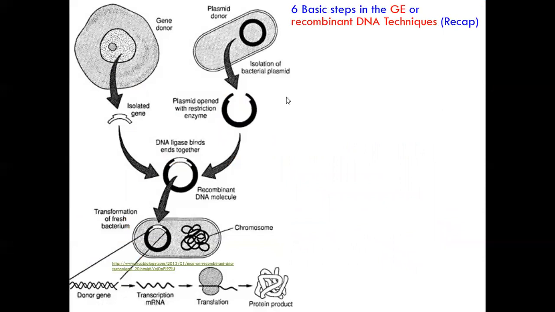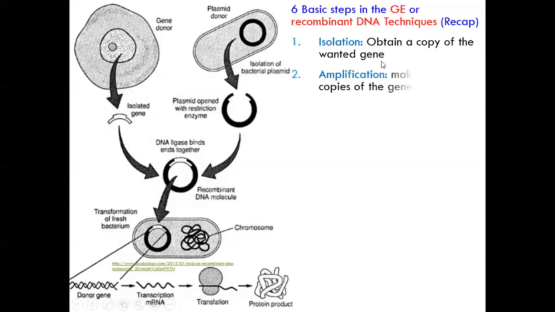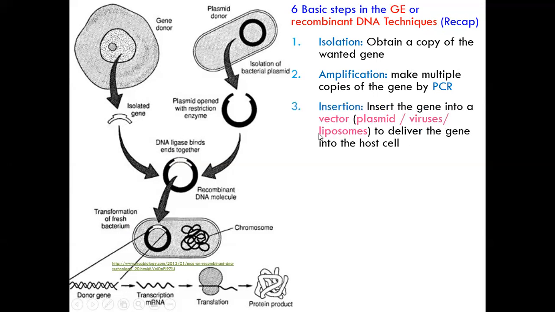So this is a recap of the 6 basic steps in genetic engineering to produce the recombinant DNA. Step number 1 is called isolation. That means we obtain a copy of the wanted gene from the whole cell. Amplification means after you obtain the gene, we make multiple copies of it by PCR. Then insert the gene into a vector, which can be plasmid or virus or liposome. So far, you only learned plasmid up to now, to deliver the gene to the host cell.